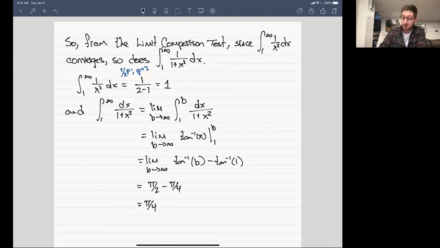So you can see that just because you can compare these two things, and I can give you an answer and say, okay, I know one of them converges, that tells me the other one converges. It still doesn't tell you anything about the value. That's the most annoying part about this.